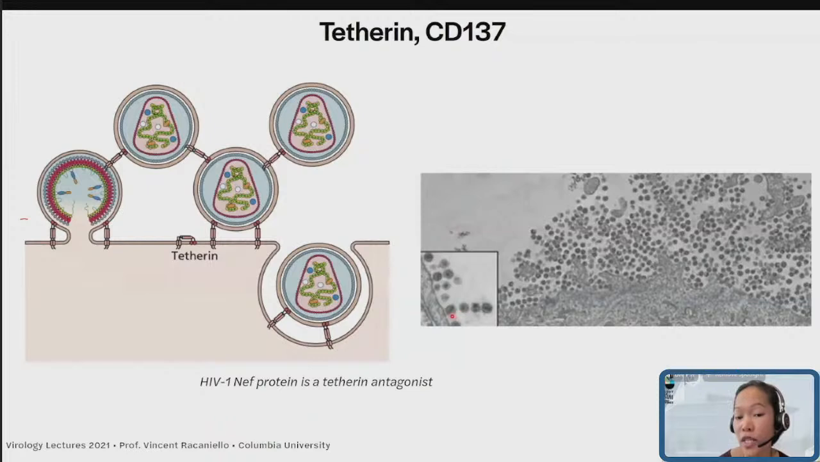But another countermeasure is that HIV-1 has the NEF protein. And the NEF protein is a tethering antagonist. So in the presence of NEF, it can suppress the function of tetherin. And so functional tethering will not be useful.